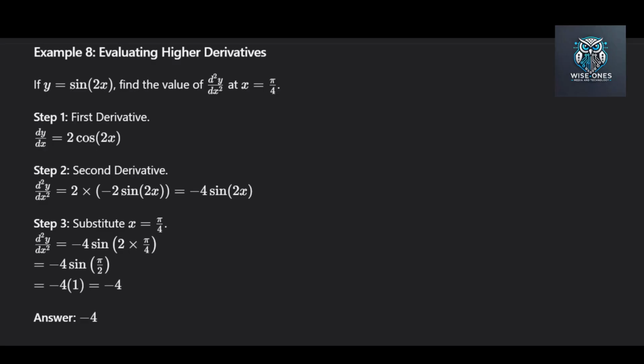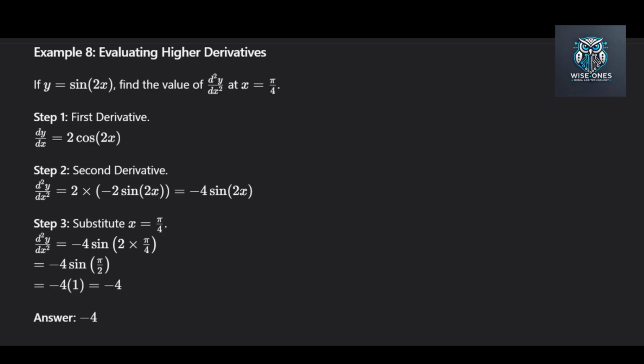Step 2. Second derivative. Differentiate 2 cosine of 2x. The 2 stays. Derivative of cosine is negative sine. Derivative of the inside, 2x, is 2. So d squared y over dx squared equals 2 times negative 2 sine of 2x, which is negative 4 sine of 2x.